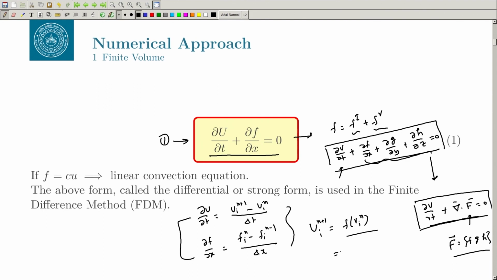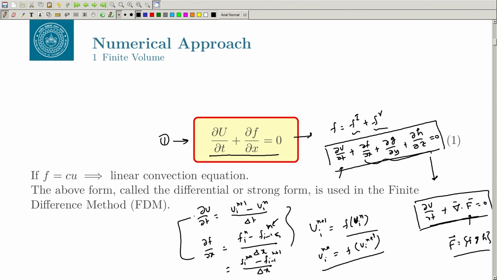If it is an implicit scheme, for example, you are using Euler backward, then it will become u I n plus 1 is equal to f of u I n plus 1. Okay. So, basically it will be a matrix which you need to invert and solve. Okay. This is an implicit form. In that case, this is f I n plus 1 minus f I minus 1 n plus 1 by delta x, right. So, remember, on top we are putting this one for time and this one for space, right.